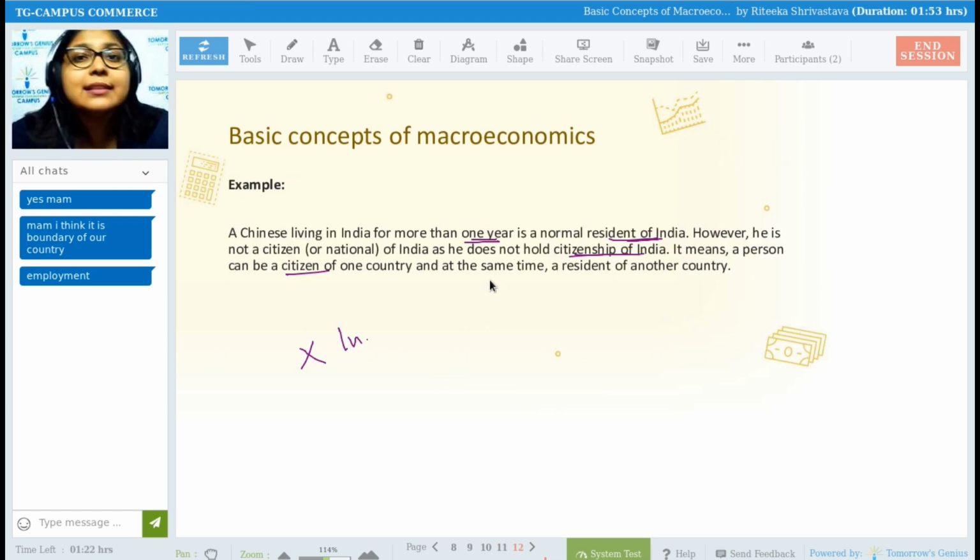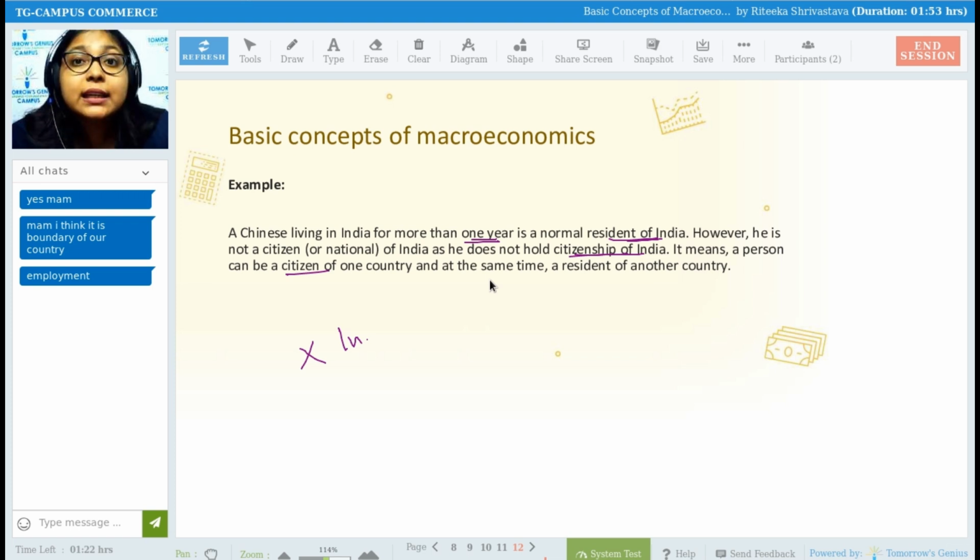So, he will be called a resident of India, but he will not be called a citizen of India. And he will be called a citizen of China. So, you can see at the same time, one person can be a resident of one country and the same person can be a citizen of some other country. Fine. So basic difference between citizenship and residentship.